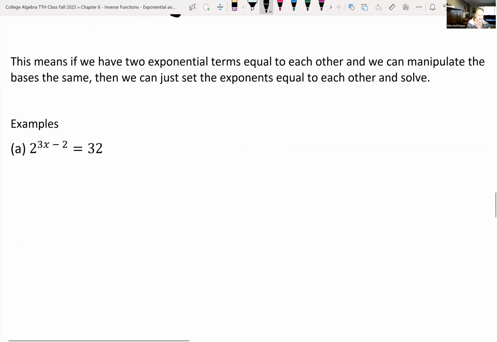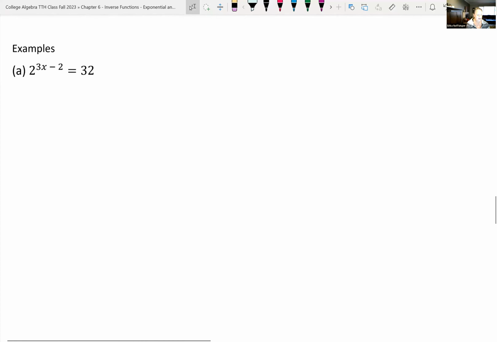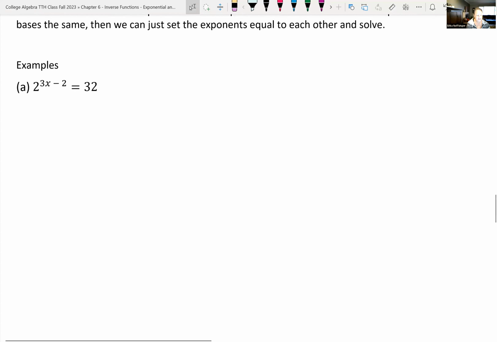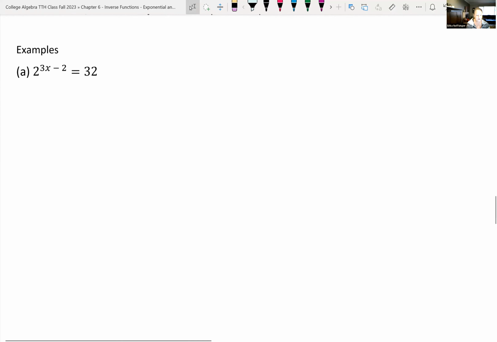So looking at the example, we have 2 raised to the 3x minus 2 power is equal to 32. So we're trying to manipulate 32 to have base 2. And so you're thinking to yourself, how can I rewrite 32 to be 2 to some power? Well, I'll just start counting. 2 to the first is 2, 2 squared is 4, 2 cubed is 8, 8 times 2 is 16, that's 2 to the fourth. 16 times 2 is 32, so that is 2 to the 5th power. So we can rewrite 32 as 2 to the 5th power.